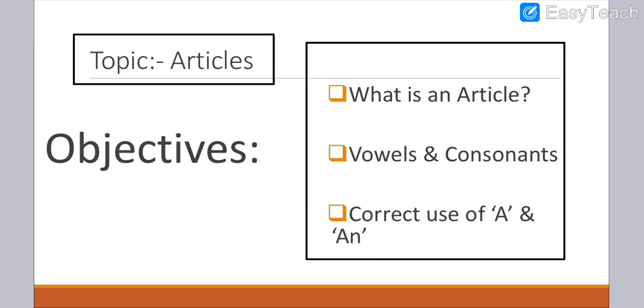So today's objectives are, what is an article? First I will explain what an article is, because before starting the topic it is mandatory for you to understand the meaning of that word, article, right? As you all know, in English every word has 2 or 3 meanings. And secondly, we are going to understand the meaning of vowels and consonants in this lesson, and which alphabets are included in vowels and consonants.